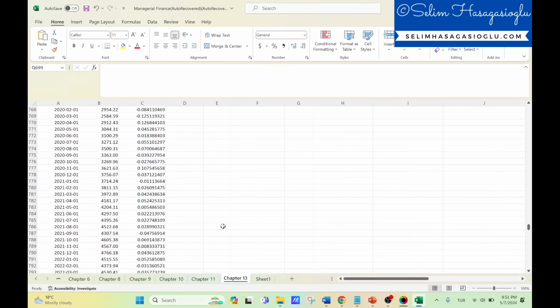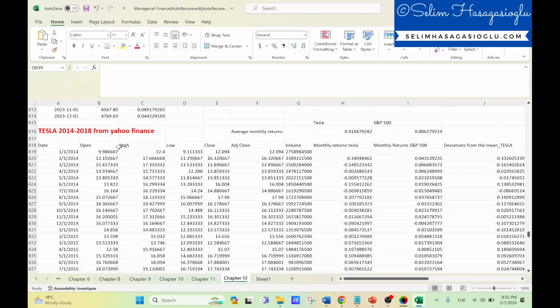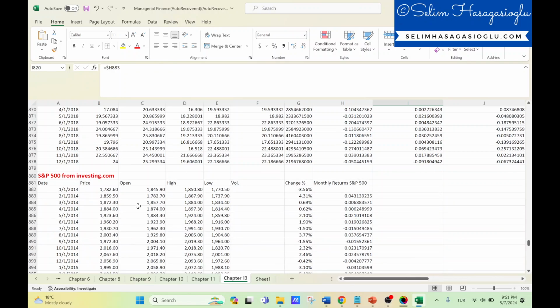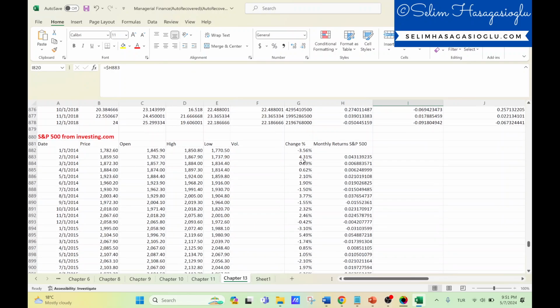And for the other time periods, actually we were following the same drill. Again, for this time period, the Tesla data will come from Yahoo Finance. Just calculate the monthly returns on Tesla, take the average for the long solution. Monthly returns for S&P 500, we relied on the data coming from investing.com. So just last value minus initial value divided by the initial value. These will be the monthly returns on S&P 500.